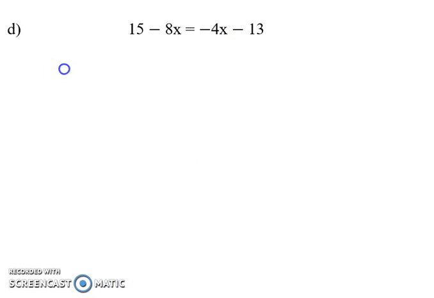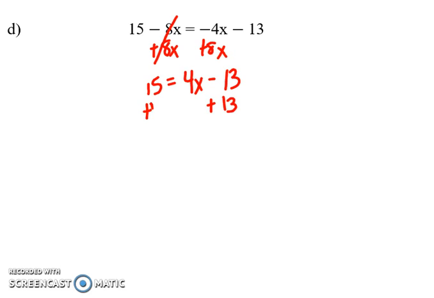And finally here, I can either, again, shift the variables either way I want. I'll add 8x to both sides, again, to show that I can move my variable to the right-hand side. My 8x's cancel. I'm left with 15. Negative 4 plus positive 8 gives me 4x minus 13. Now I'm going to add 13 to both sides so that my 13's cancel. This will give me 15 plus 13 is 28.